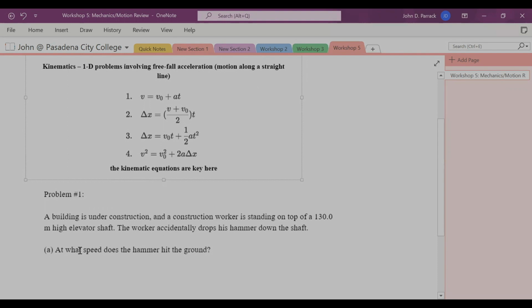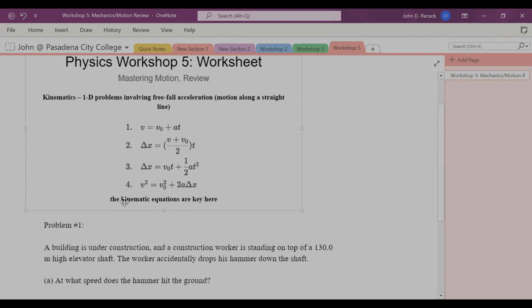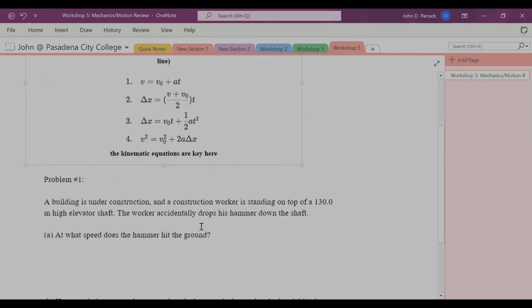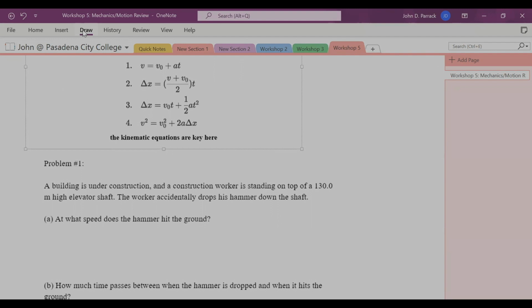So they say, at what speed does the hammer hit the ground? So we're going to look for some kind of equation that can pretty straightforwardly tell us the speed based on the little bit that we know. So before we do that, why don't we write down the bit of information that we do know, and then we can try to ascertain what's going to be the most efficient way to find the answer.